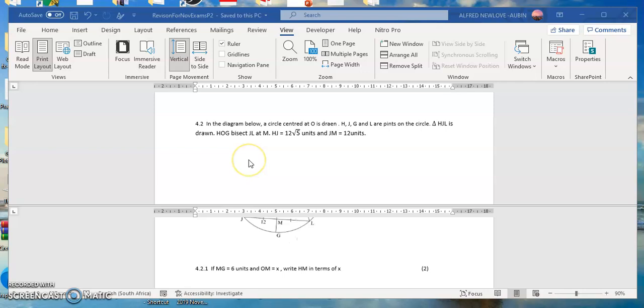Today we are continuing with our preparation. We are still dealing with paper 2. Let's look at this question also on Euclidean Geometry.